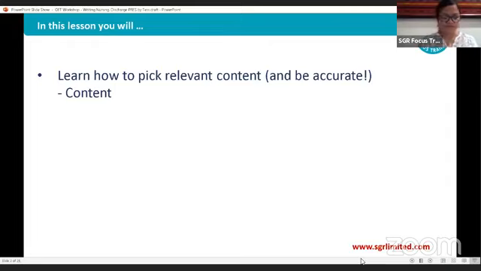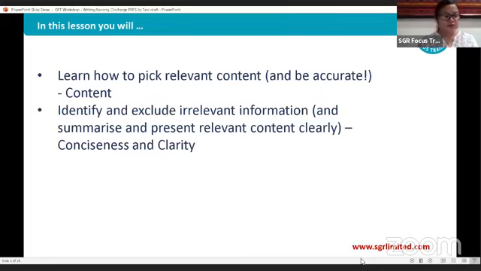Next, to achieve a high score in the criterion of conciseness and clarity, you should learn how to identify and exclude irrelevant information that could distract your reader from the main message. Conveying the information your reader needs to know in the most efficient way is also essential.